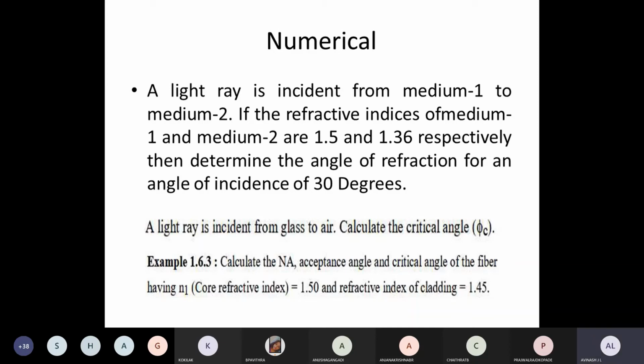For an angle of incidence of 30 degrees.